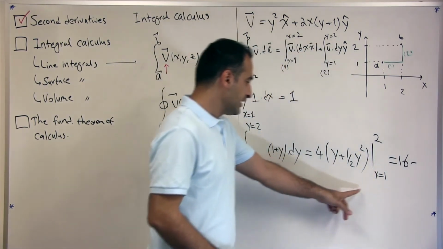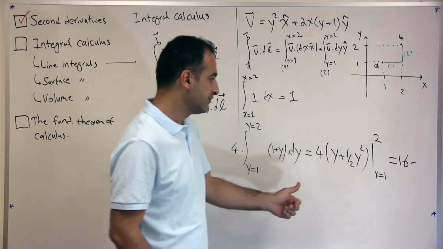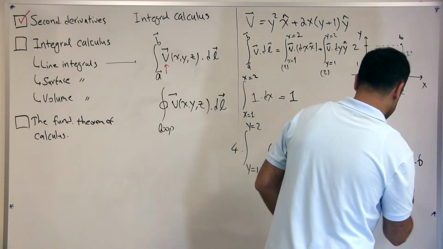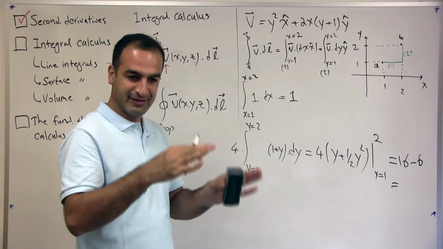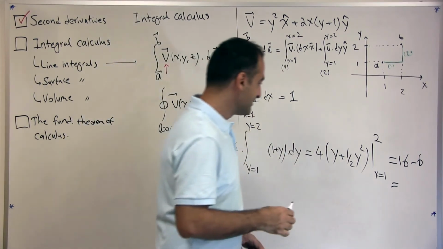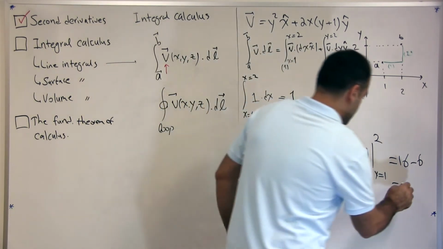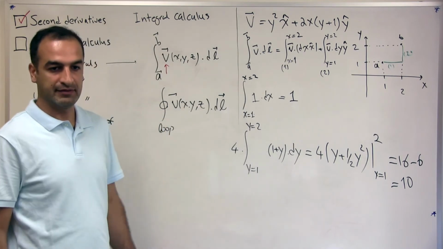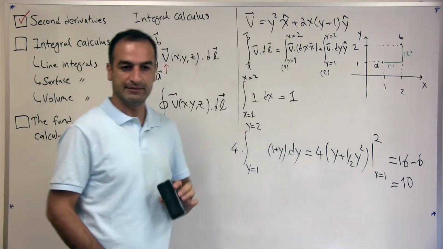Minus, if you set y at 1, you get 1 plus 1/2. 1.5 times 4 is 6. Am I correct? You guys check this. Whenever I do mathematics on the board, I make mistakes as well, so you have to correct me if I do. And that becomes 10. Okay, so that's the second part of the integral. The integral as a whole is going to be 1 plus 10, 11.